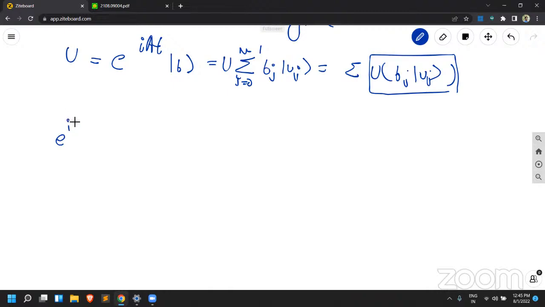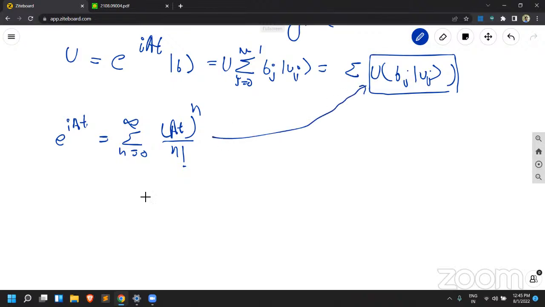We have e to the power At, using the Taylor series expansion. If you use that, what you're going to get is the sum from n equal to 0 to infinity of (At)^n by n factorial. I'm just going to plug this in over here, so we'll get something like this: sigma n equal to 0 to infinity, (At)^n by n factorial, times bj uj. Okay, so I'll just expand this series.